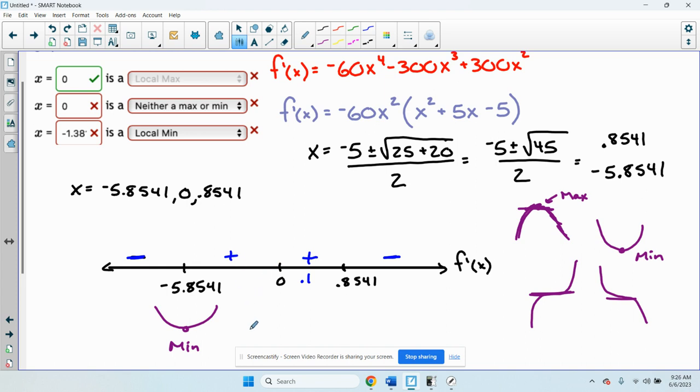At 0, we have a positive slope. It flattens out, and then positive again. So this is going to be neither. And at 0.8541, we have a positive slope to 0, then a negative slope. This is going to be a max. So I guess if you're going to start with 0, this should be neither. And then we'll plug in negative 5.8541. This will be a min. And then 0.8541 would be a local max.